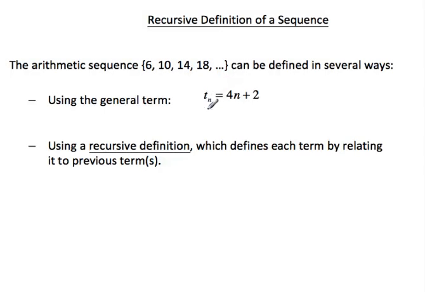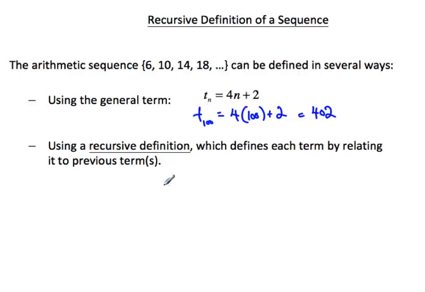And we saw that we can define arithmetic sequences using general terms like this. This is a formula where if we want to get, say, the 100th term, term 100 would be equal to 4 times 100 plus 2, or 402. We also saw how to develop this general term in the first place, given the sequence.